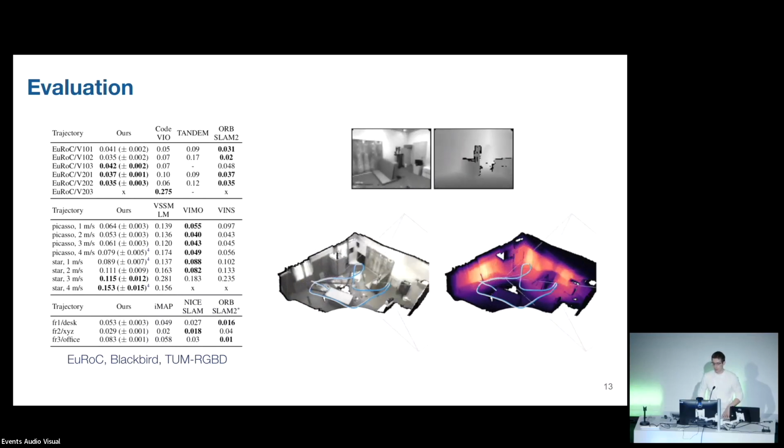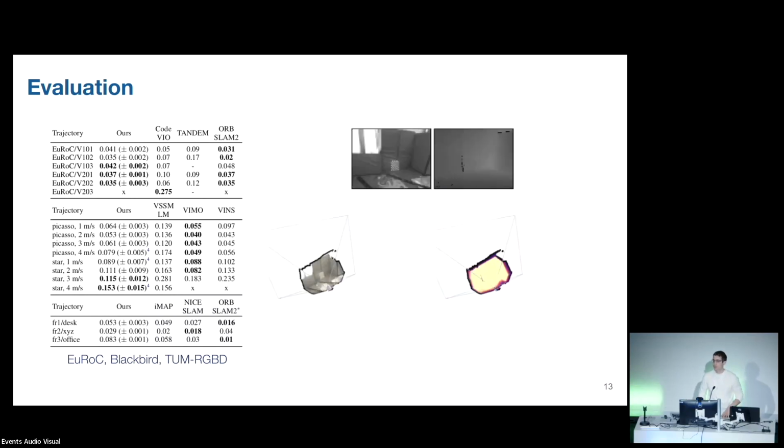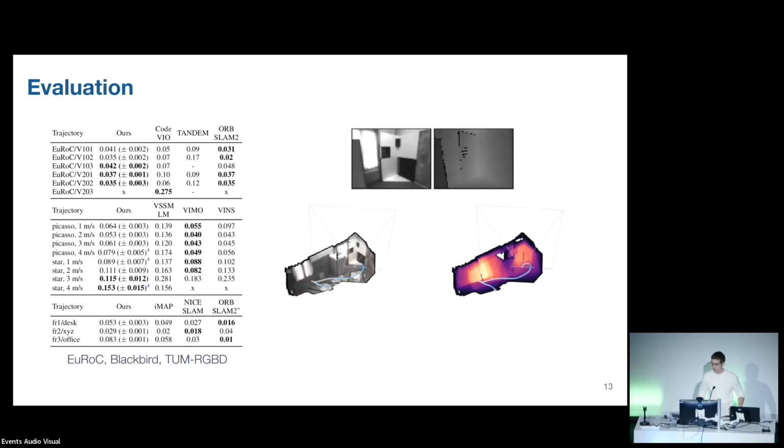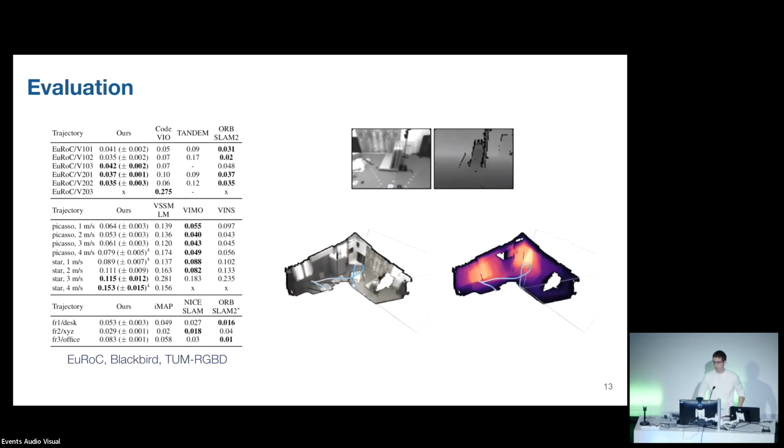The evaluation that we do is on UROC, Blackbird, and TUM RGB-D, and we pretty much show that the method works. It's similar in quality in localization to all of the other baselines that we consider. It works, as you see in the video.